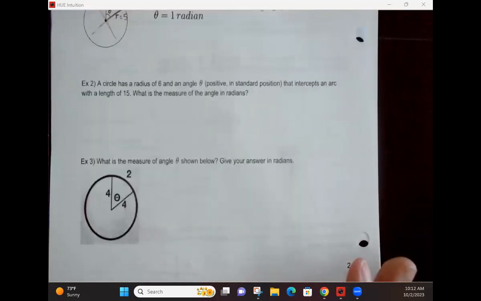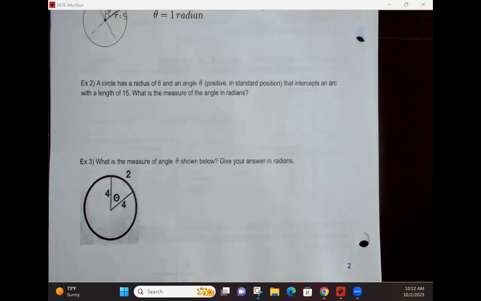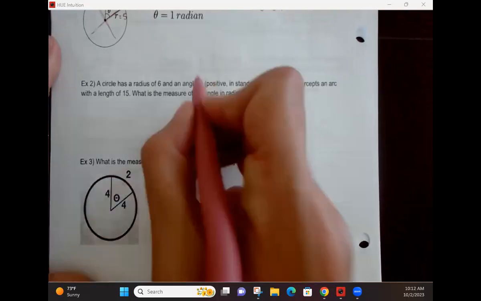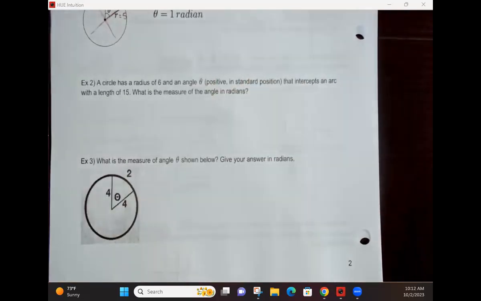Let's look at a couple of examples here, kind of working with the definition of radian. A circle has a radius of 6 and an angle, this is called theta. It's a Greek letter, kind of like pi. We use theta a lot for angle measures. So an angle theta that's positive in standard position that intercepts an arc with a length of 15. What's the measure of that angle in radians?